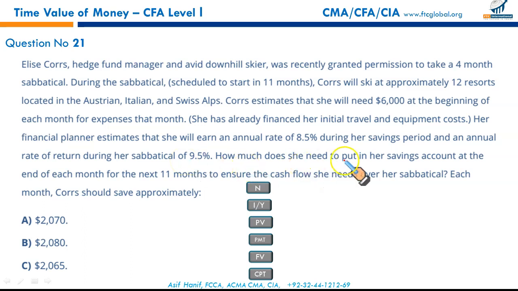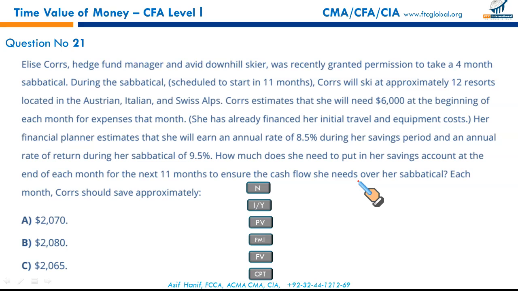How much does she need to put in her saving account at the end of each month for the next 11 months to ensure the cash flow she needs over her sabbatical for a period of 4 months after these 11 months are over? How much do you need to deposit in 11 months? It's a very good question indeed. And what would be the size of each payment? Gentlemen, for this, I recommend for the beginners, you need to draw a number line.